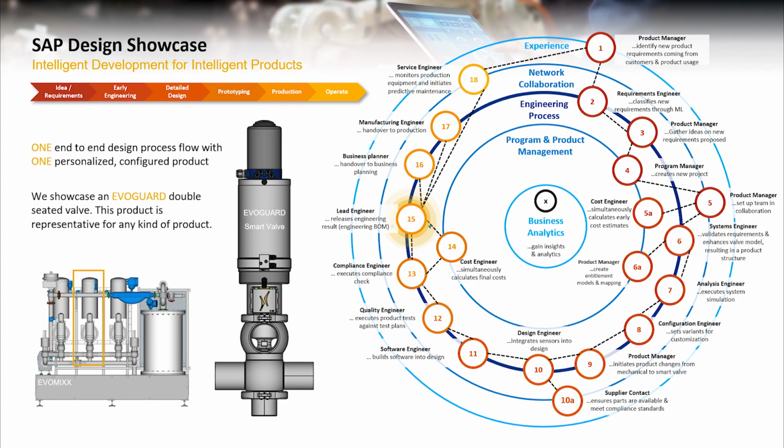In step 15, the lead engineer is requested to add new potential variants for the smart head of the valve into the generic engineering structure called the enterprise structure. The goal of this step is to prepare the final bill of material in the design engineering for further downstream processes such as manufacturing, operating, and servicing the smart valve.